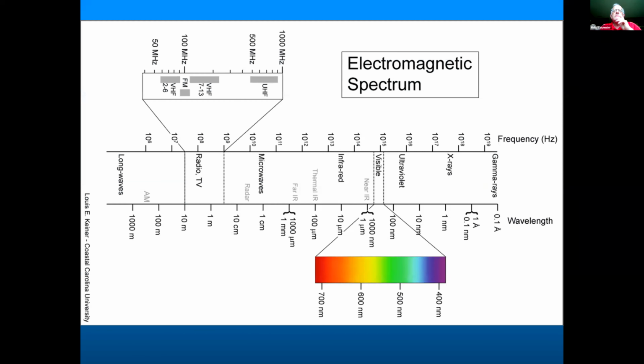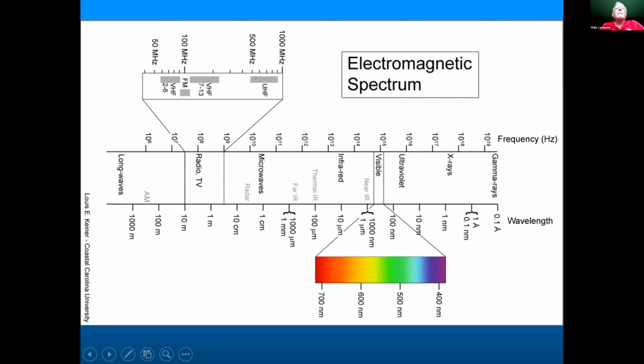So the GPR involves frequencies in the kind of the FM band, 100 megahertz. This is the GPR range here. So just to give you an idea where we are in the electromagnetic spectrum, visible light is here. So that's about 10 to the 15th hertz.